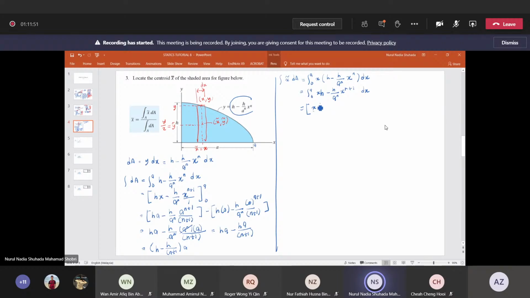x squared h over 2 minus h over a^n x^(n+2), because n plus 1 plus 1, okay, then you just divide by n plus 2. Okay, so we solve this. Replace x with a. Minus 0. Okay.